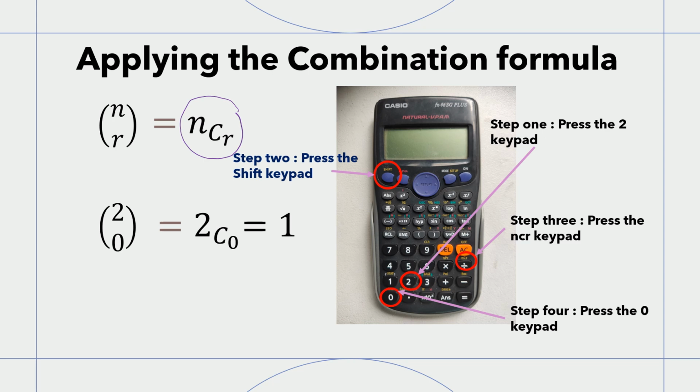So let's say we want to evaluate 5C2. What are the steps involved? Press 5 first on the calculator, followed by the shift key, followed by the symbol nCr. You should see 5C on the calculator, and then followed by the number 2, and you get 10. So this is not difficult.